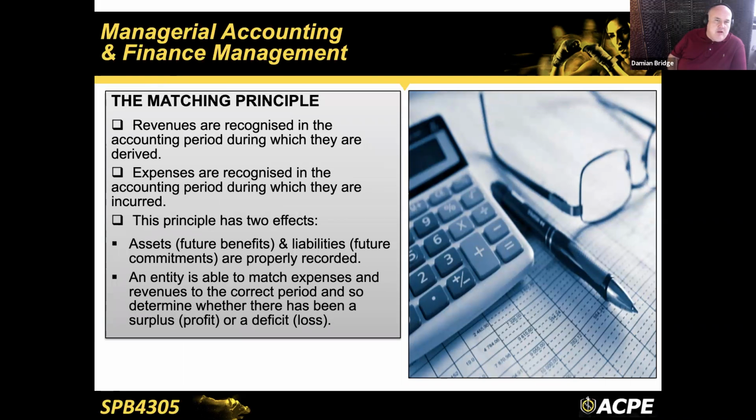The revenues are recorded in the accounting period in which they're earned. Expenses are recorded in the accounting period in which they are incurred. So we call that the matching principle, okay? This makes sure that assets which have a future benefit and liabilities which have a future commitment are properly recorded. An entity is therefore able to match expenses and revenues to the correct period, and therefore we can determine whether there is a profit. So we know that this was all our revenue for the period, this was all our expenses for the period, we know that we made a profit in that period, okay?